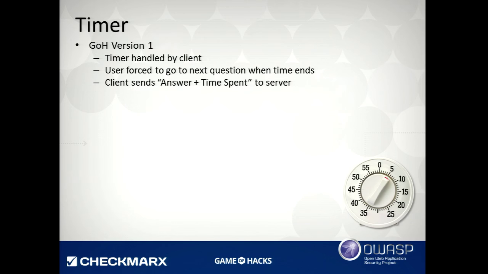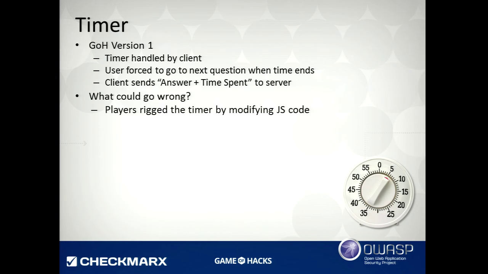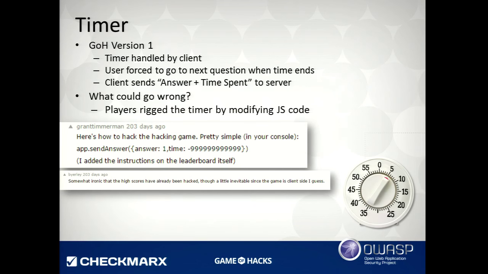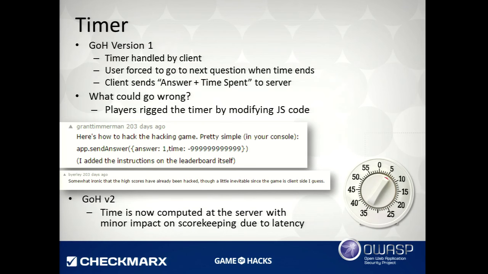The second honeypot was a timer. And most of you correctly guessed that the score formula was hacked because the timer could be manipulated by just modifying JavaScript on the client. Somebody posted a very helpful recipe for doing just that very quickly. And of course, the solution is to calculate score on the server. So we moved calculations to the server, and there was an impact on the calculation, obviously, latency between the time the client sends the response and the server gets it. But it was negligible for the overall game design, and you can actually try to mitigate that by looking at latencies and taking that into account.